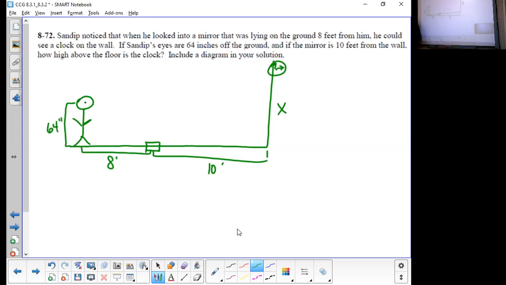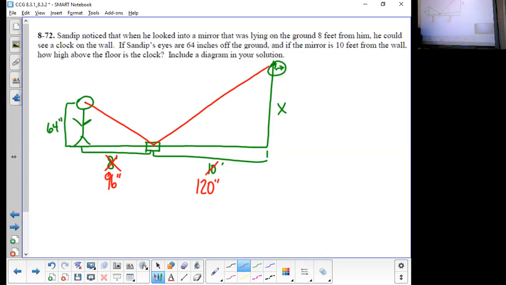Okay, so the first thing I notice about this is I've got feet and I've got inches, and I want everything to have the same units. So let's change these so that they have the same units. How many inches would 8 feet be? 96. Okay, so I'm going to make this 96 inches. And how many inches would 10 feet be? 120. 120 inches.